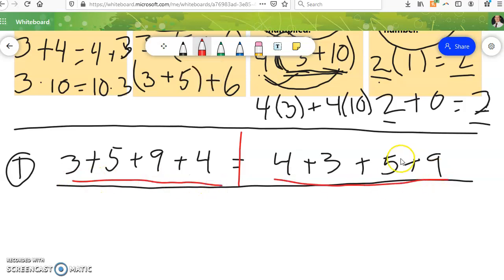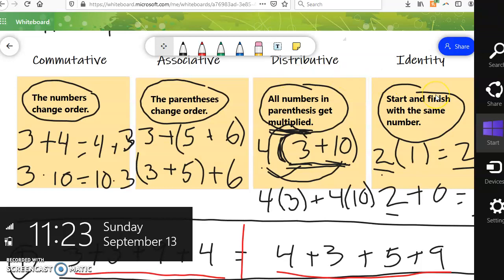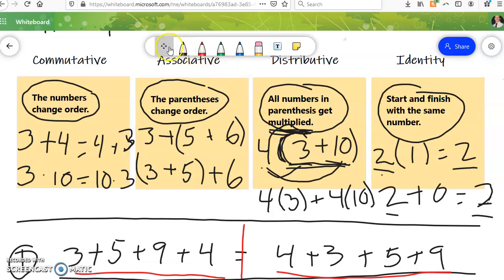And then once you figure out what has changed there, then you just need to compare that to the 4 little cheat codes I gave you. Did the numbers change order? Did the parentheses change order? Did all the things in parentheses get multiplied? Or did we start and finish with the same number? So go ahead and try and solve these.